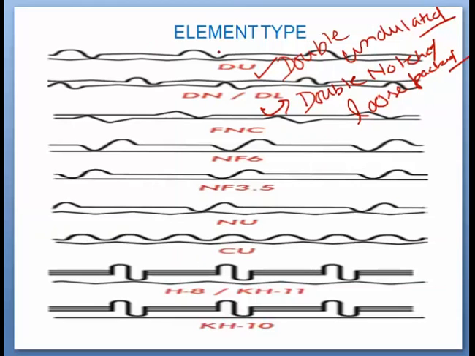Then comes FNC, which is flat notched cross type, and it offers higher thermal efficiency and lower pressure drop. Like this, there are different other types. NF is notched flat, and NU is notched undulation. So these are basically the types of heat absorbing elements with which the sectors of the air preheater are packed.